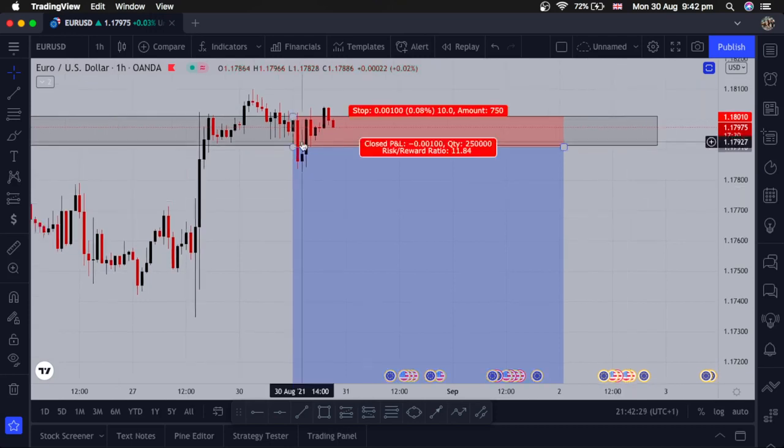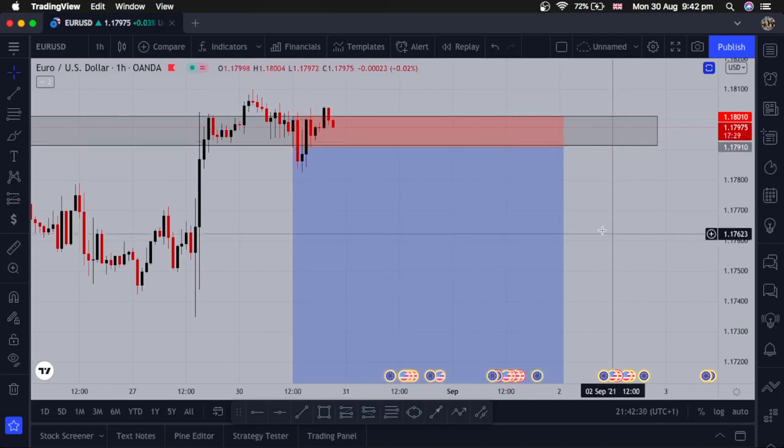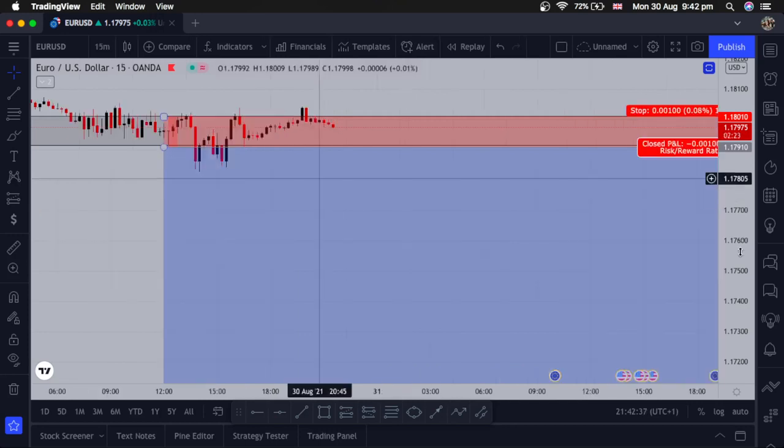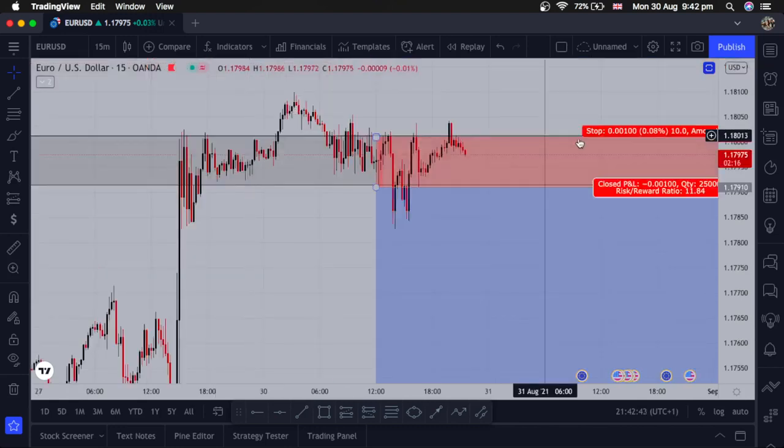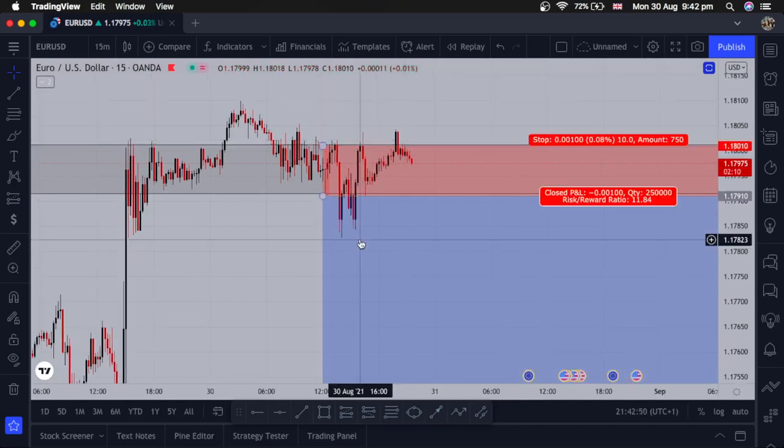So yeah, I am thinking of entering again, but I need to see more confirmations before I do so. For me, this is not enough confirmation at the moment, because we're busy consolidating now in this order block. So I'm not going to enter yet. I'm just going to wait for another break of structure, a retest, and then I might enter for another sell.